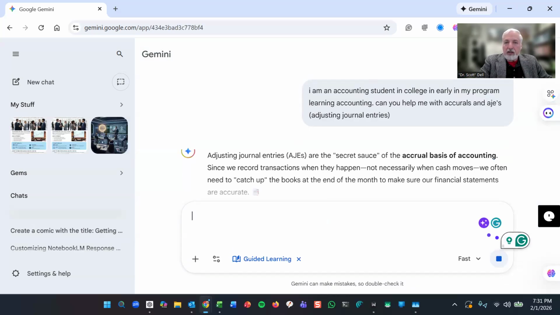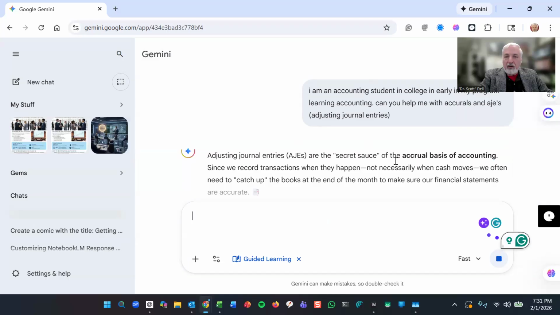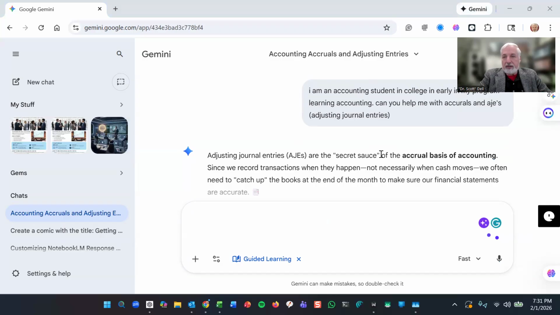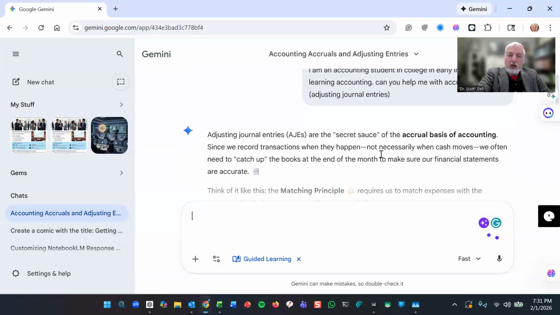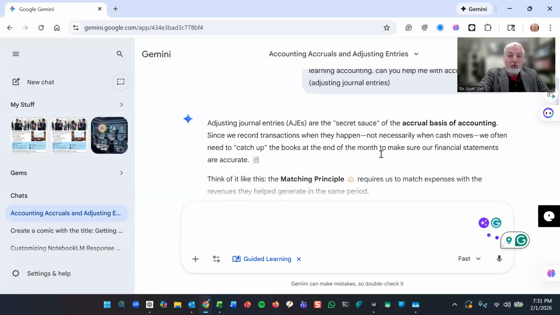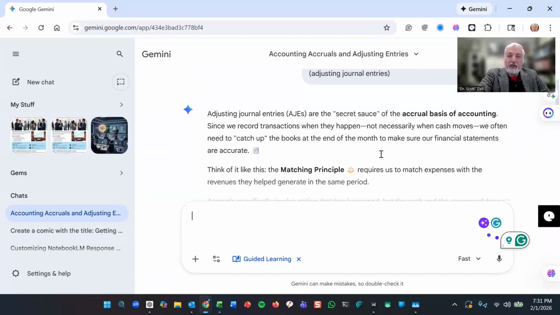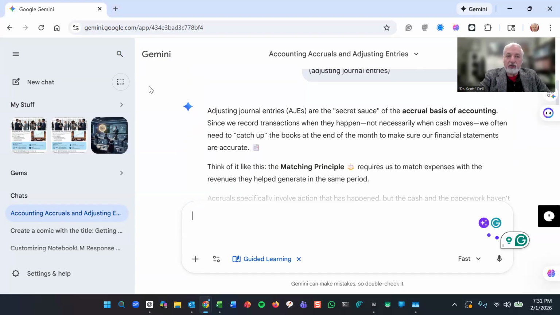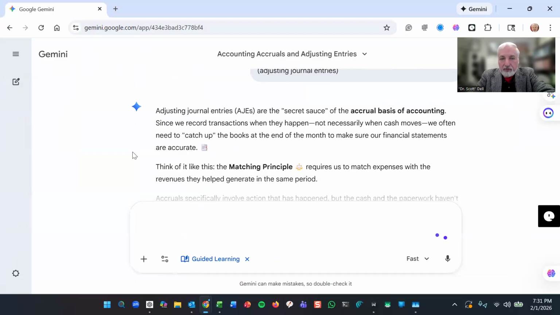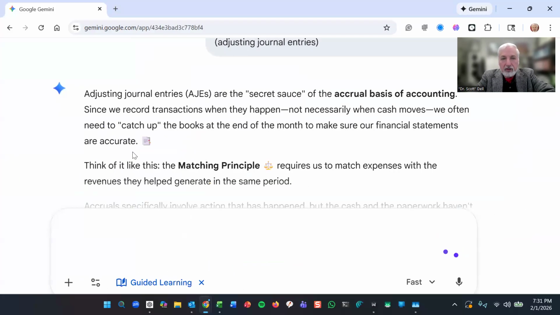Now, if we're looking here, it's saying adjusting journal entries, a secret sauce. Accrual for accrual. And again, this is accrual accounting. Cash-based accounting doesn't have receivables, doesn't have payables, but accrual accounting does, and it has that proper matching, which is why we're getting things in order. So to record things when they happen, not necessarily when the cash moves, we often need to catch up the books at the end of the month, make sure our financial statements are in order. I'm going to go ahead and see if I can collapse that menu so we get a little bigger screen here.